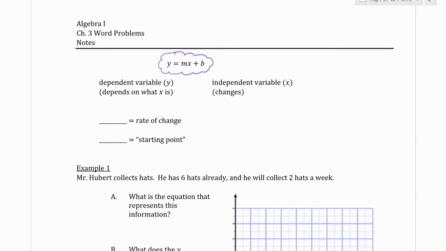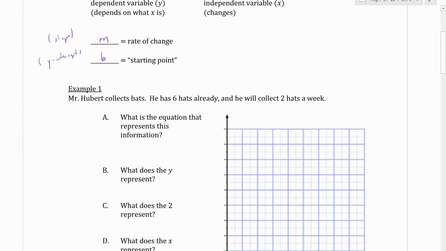We're going to go through and notice that the rate of change is always what the slope is, and that the starting point is always what the b is. So the y-intercept. It's hard to see that until you do an example. So here's our first one. It says, Mr. Hubert collects hats. He has 6 hats already, and he's going to collect 2 hats a week.